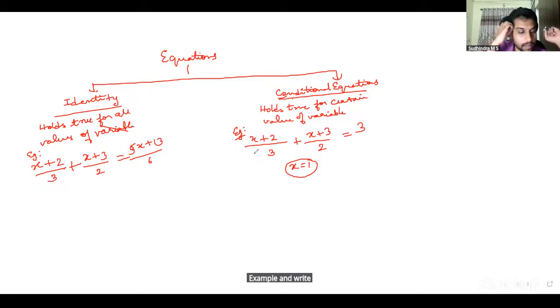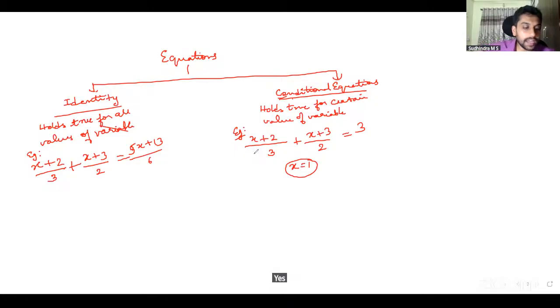Example, and write that. Below that, this equation holds good only when x is equal to 1. Only when x equals 1. Done?